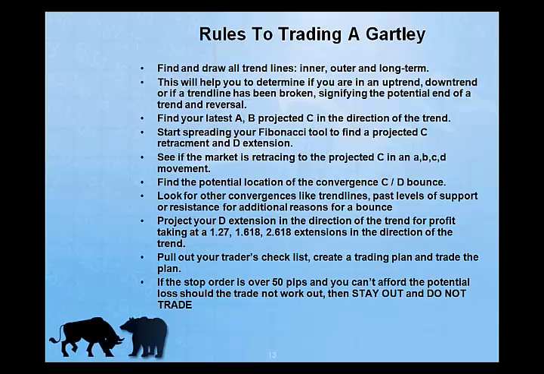And then we look for past levels of support or resistance to give us additional levels to bounce. We could also look for trend lines or pivot points. And we predict our D extension at the 127, at the 1618, or the 2618, depending on where's the next level of support or resistance and pivot points, and also Fibonacci convergences. We pull out our trader's checklist, we create a trading plan and trade that plan. If your stop loss is above the 50 pip mark or the 5%, it could be a little more than 50 pips, if it's still over your 5% rule, we stay out and we find another trade.